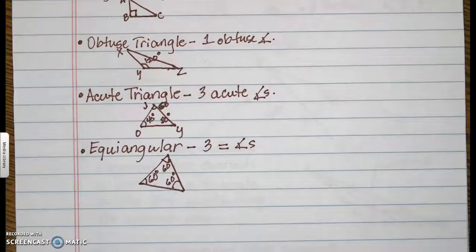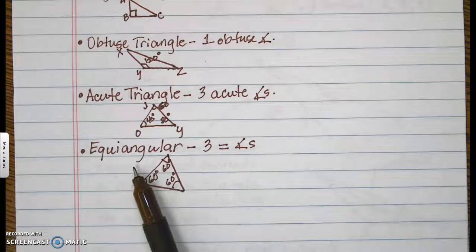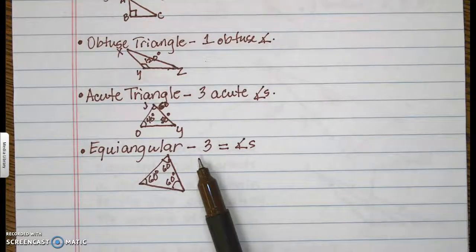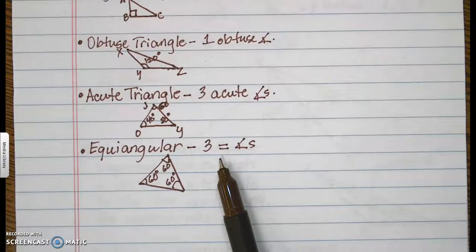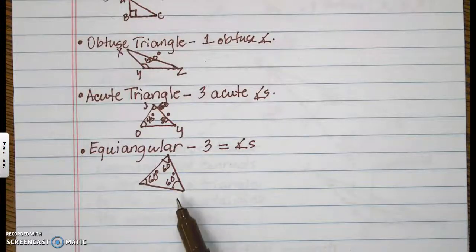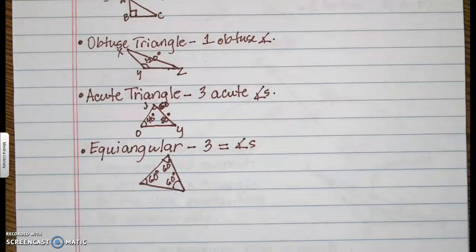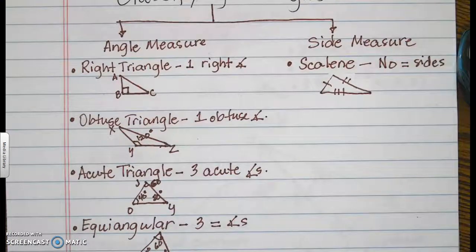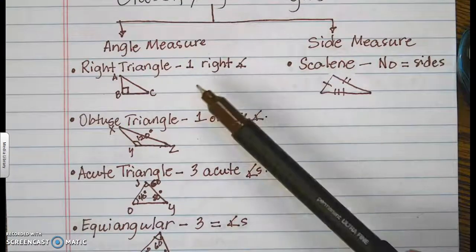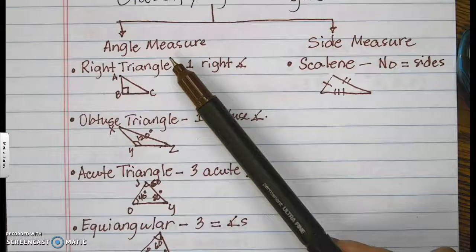The fourth type of triangle is called an equiangular triangle. An equiangular triangle has to have three equal angles. Because a triangle has a total sum of 180 degrees for its angles, therefore each angle for the equiangular triangle must be 60, 60, 60. So we're done with the types of triangles with respect to angle measurement.